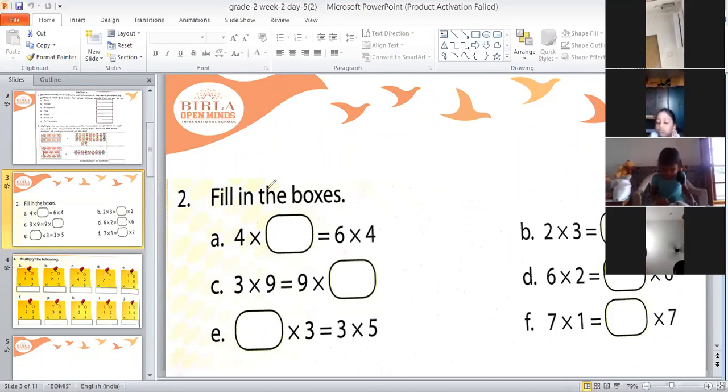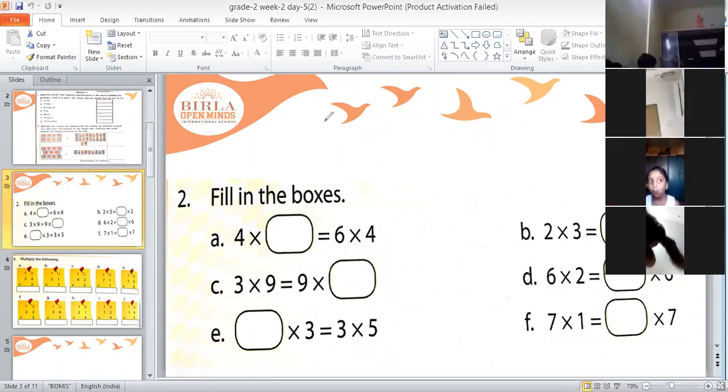Now what we have to do is, here you just have to look for the missing number. If you look at the first bit carefully, you can see this is 4 multiplied by dash is equal to 6 multiplied by 4. So one number is missing here, and we have to look for that missing number. Bilvika, can you tell me in first bit which number is missing? 6, ma'am. Yes, very good.